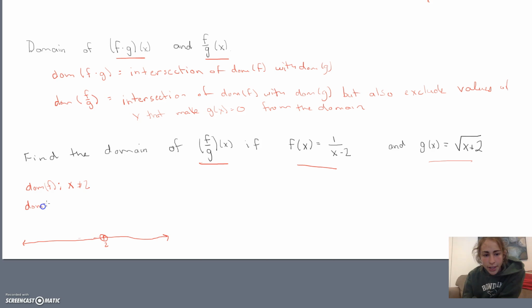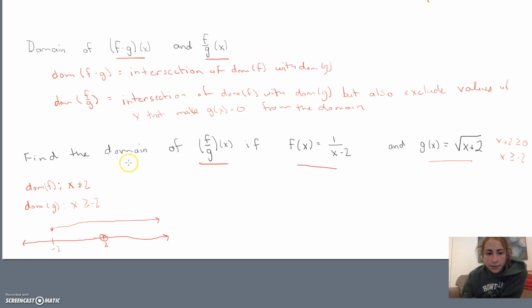The domain of g, well, I have a square root, so I know what's underneath the square root has to be greater than or equal to 0. So if x plus 2 has to be greater than or equal to 0, this tells me that x has to be greater than or equal to negative 2. So if here's negative 2, then for the domain of g, I'm allowed to include negative 2 and anything bigger.